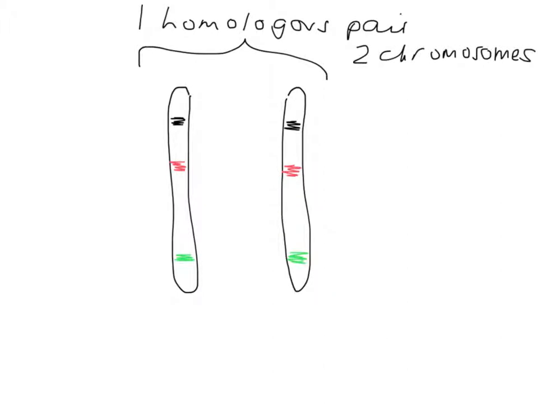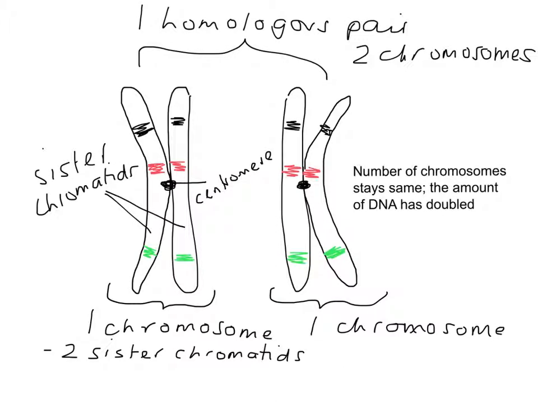Now, before the cell can divide, the DNA must replicate. This takes place in interphase. You can see now that our homologous pair of chromosomes now exists. Each chromosome is now found as a pair of sister chromatids held together at the centromere. These are genetically identical because the chromosome has just replicated itself. Although the number of chromosomes has stayed the same, we've still got 2 chromosomes, the amount of DNA has doubled.